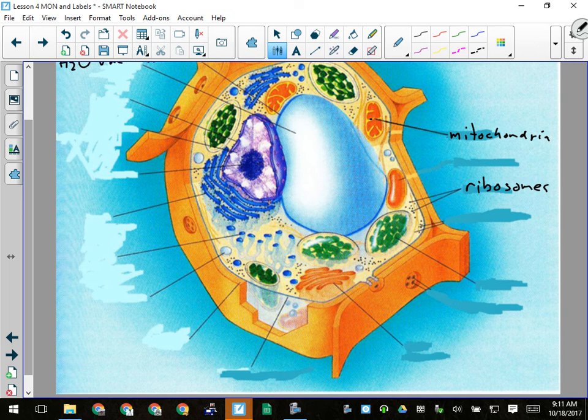Then you can see here we've got these two little lines and they're pointing at these fibers here, which are, in the case of the plant cell, cellulose fibers.